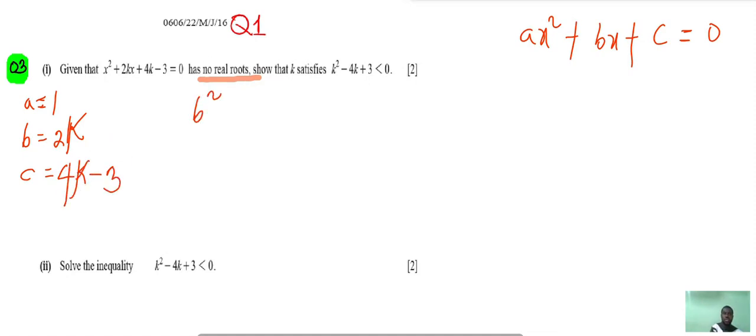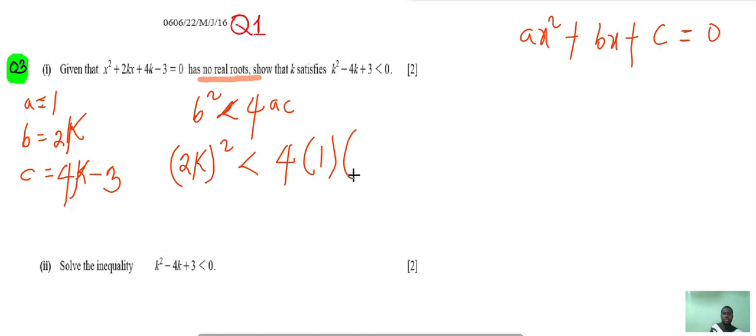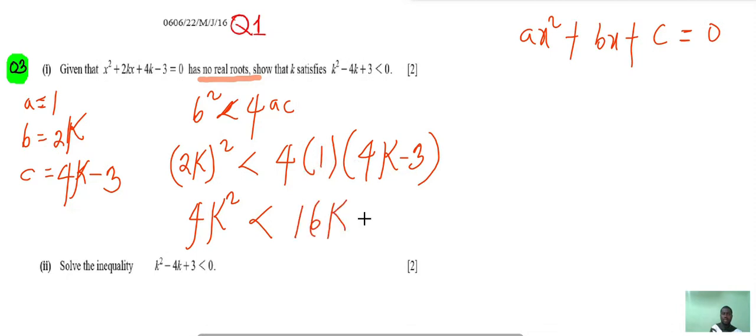No real roots, b squared less than 4ac. Let's see if we'll be able to show. B is 2k, so we have 2k all squared less than 4 into 1 into c, 4k minus 3. Oh, this is nice. 2 squared, that's 4, k squared, less than, open the bracket, 4 times 4, that's 16k, minus 12. I think all is divisible by 4, so let's divide through by 4.